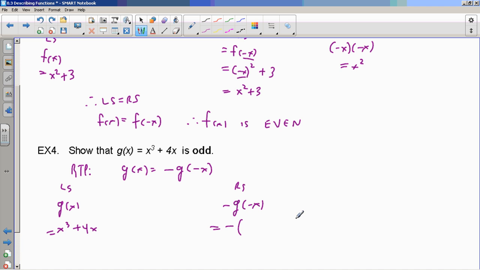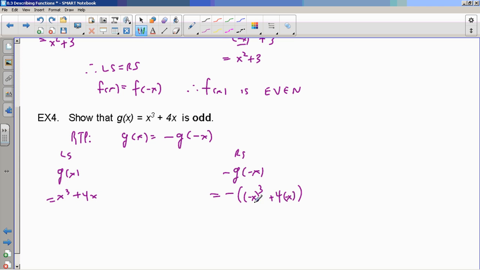Now, how am I going to do this? Negative g, well, g is x cubed plus 4x. But notice this x is not just x, it's minus x. So this expression I've got to clean up. And if I'm going to show this as odd, this has to end up being like this. Now I've just got to be careful about my minuses. What's negative x cubed? Negative x times negative x times negative x is negative x cubed, right? Or negative 1 times x cubed. I guess I could think of it that way. 4 times negative x is negative 4x.